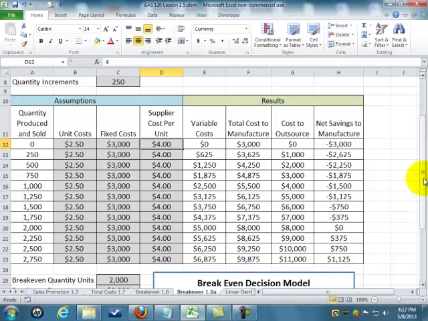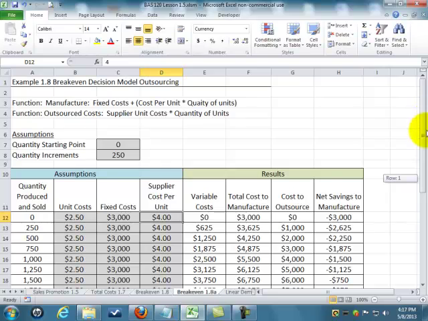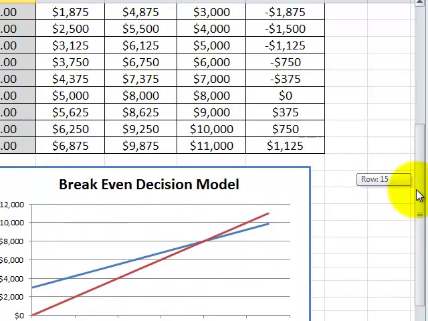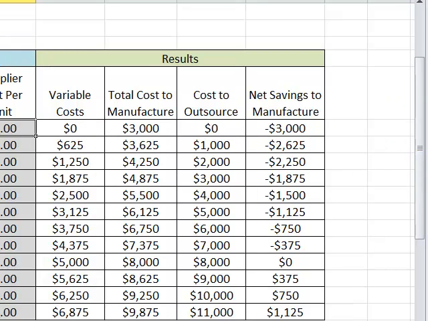This example 1.8 works very similar to 1.7. You've got the break-even calculated for you, and it comes with a little chart that you can do the same way. I encourage you to set all this up and walk through all the equations yourself and try to duplicate this, because it'll help you with all the homework. That's break-even. Any questions, let me know.